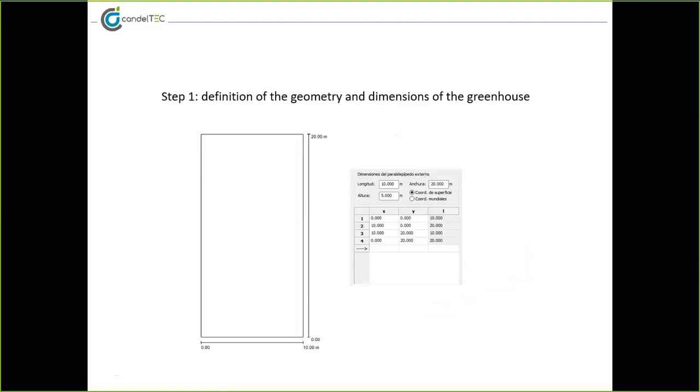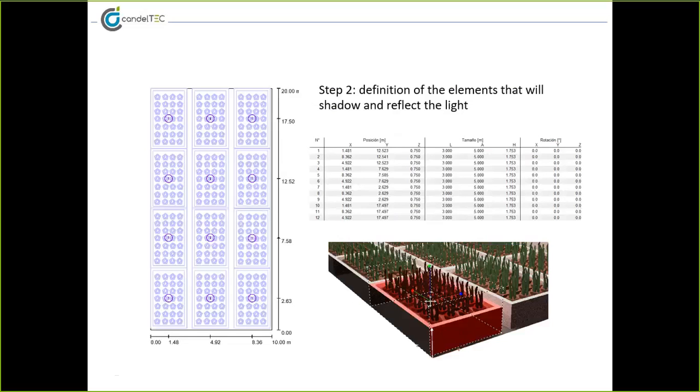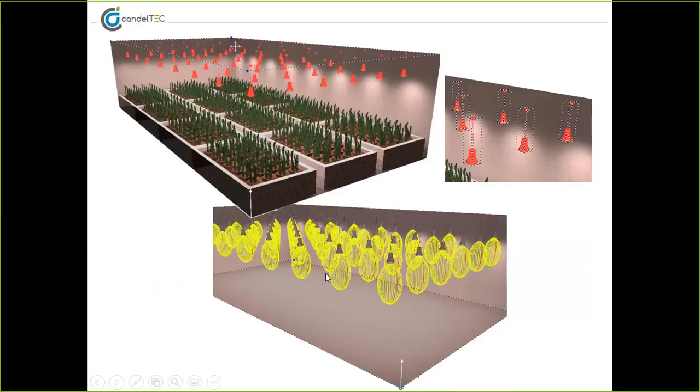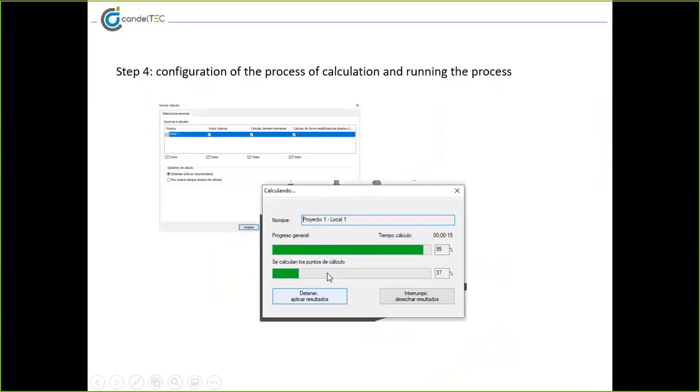Step 1 is the definition of the geometry and dimensions of a greenhouse. Step 2 is the definition of the elements that will shadow and reflect the light. Step 3 is the selection and distribution of the luminaires. It can be done manually or automatically according to certain criteria. And step 4 is the configuration of the process of calculation and running the simulation.